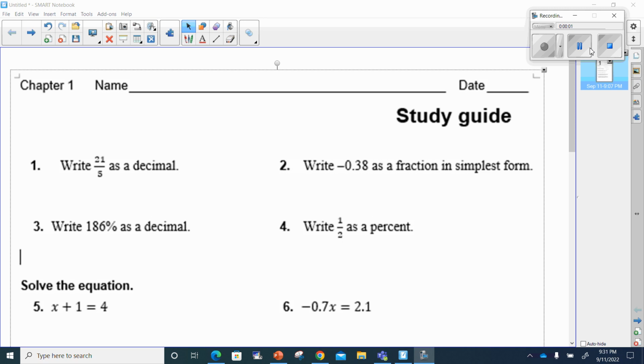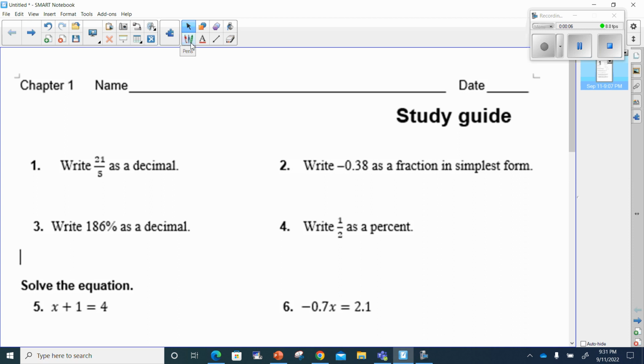All right, my seventh grade advanced class, let's go ahead and get the study guide going so you'll be prepared for your test. First one says write 21 over 5 as a decimal. I told you that every fraction is really a division problem. So this is nothing more than 21 divided by 5.